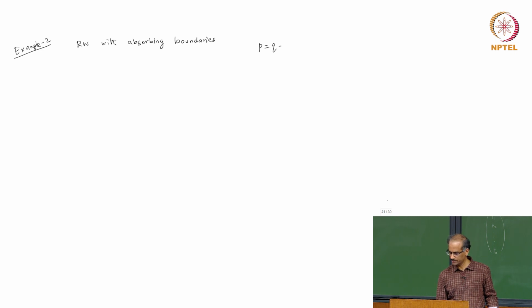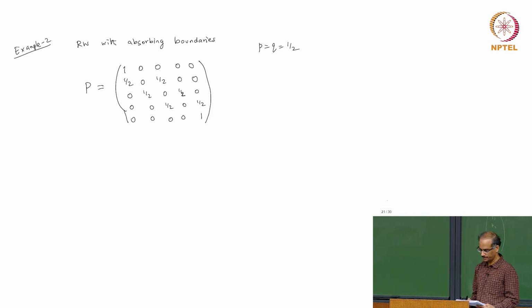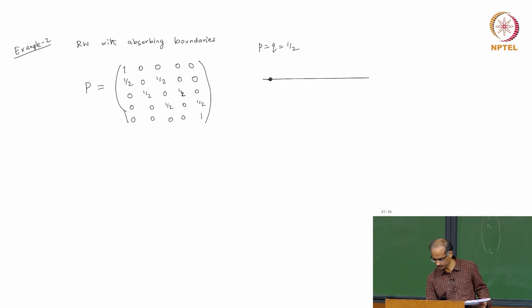I'll take P and Q to be half. So go back to that transition probability matrix. Put P and Q to be half, and you are going to get this. Okay, so this is P, and this is 0, 1, 2, 3, and 4. This 4 and 0 are the absorbing states.